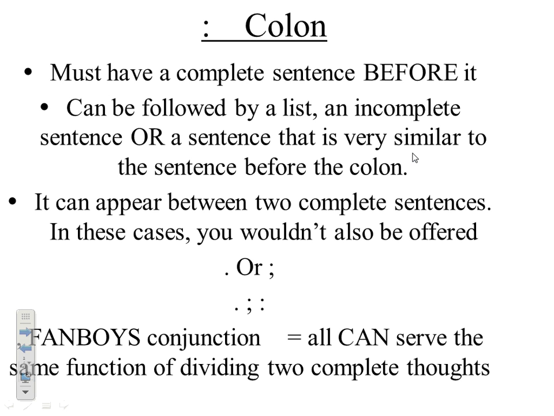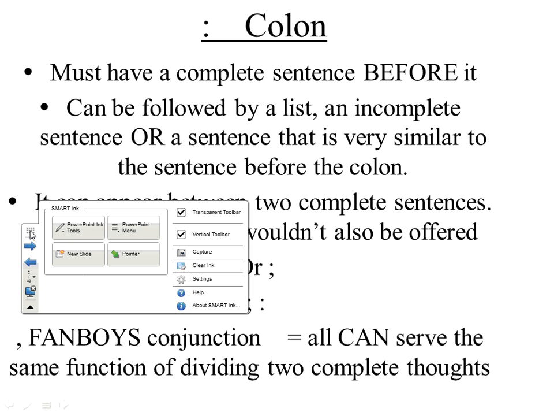If that's the case, then you won't also be offered a period or a semicolon, because in that case, period, semicolon, and colon would be equally effective, so they aren't going to offer you all three unless it's an except question asking which of the following would not be acceptable, or all of the following would be acceptable except for. So that's the only way to offer all three.